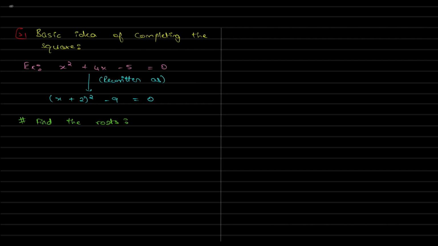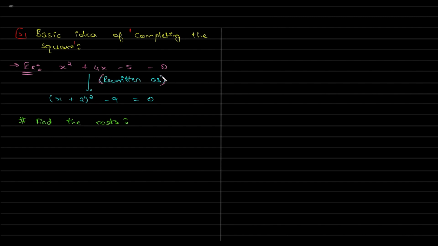Basic idea of completing the square method. So we are looking into the procedure, and also why it is useful and how it is used. To begin with, we are looking at an example. The example is x square plus 4x minus 5 is equal to 0.